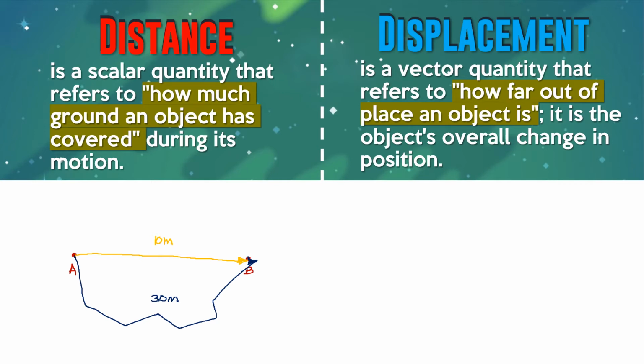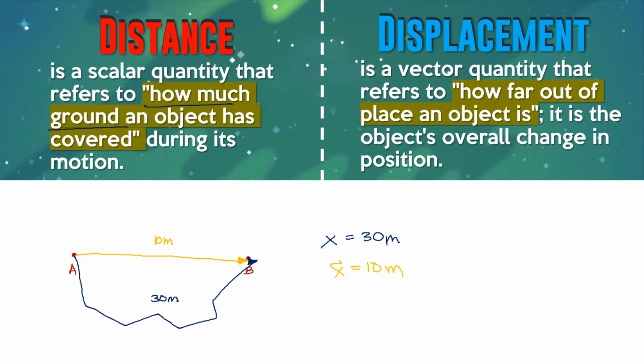So the blue arrow, which is 30 meters, is the distance traveled. Since, according to our definition here, it defines how much ground, kung gaano yung nilakad or tinakbo. Meanwhile, the orange arrow here is our displacement, which is 10 meters.